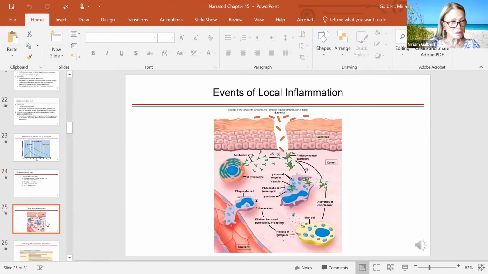Okay. So this is a nice little illustration of what happens in inflammation. So the bacteria, of course, needs to have a way, an avenue to get into the body. So this is your stratified squamous epithelium, the skin. And of course, there's a cut here. So that's what gives way for bacterium to enter.